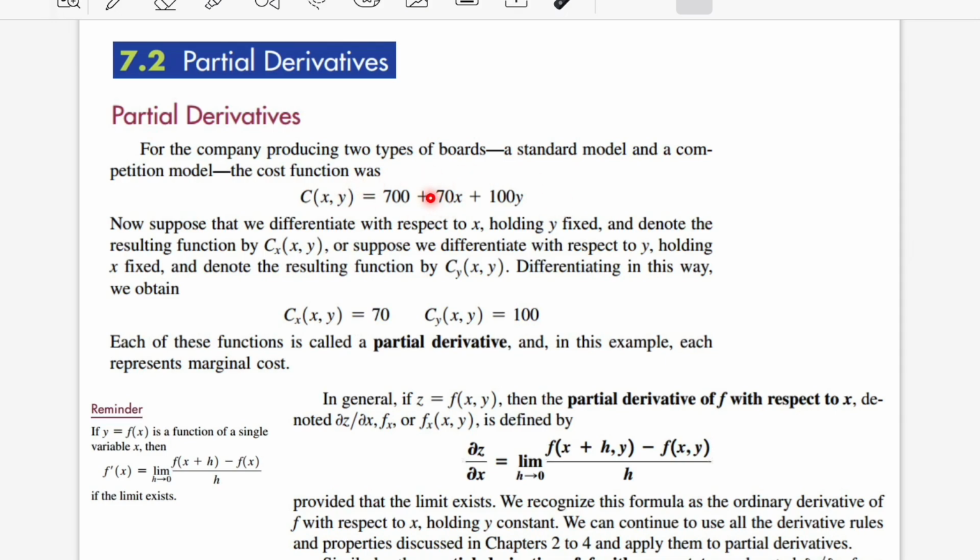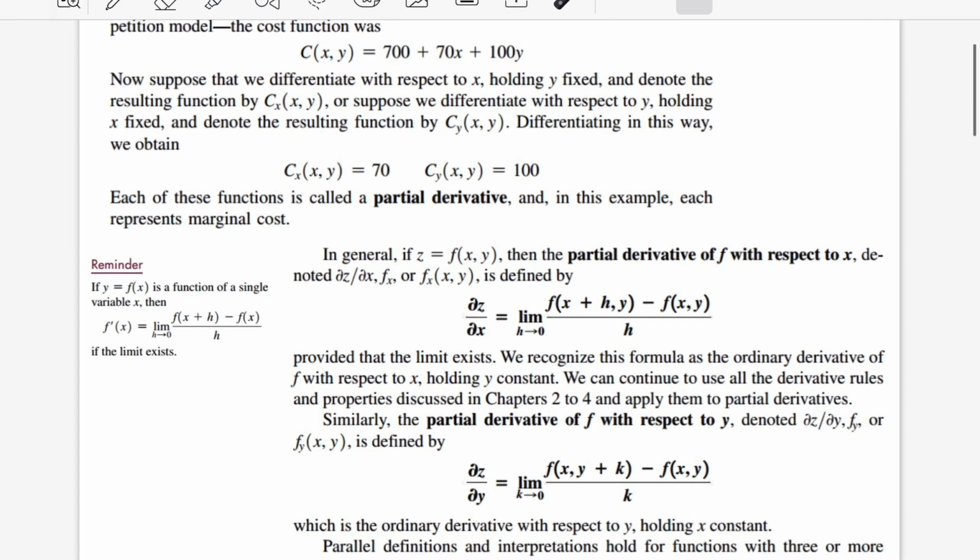Similarly, taking the derivative of this with respect to y, in this case we treat x as a constant. So we know this is going to be 0. There's no y variable here. X is a constant, so this is going to be 0. There's no y variable here. Since we do have a y variable here, we know that the derivative of this with respect to y will be 100.